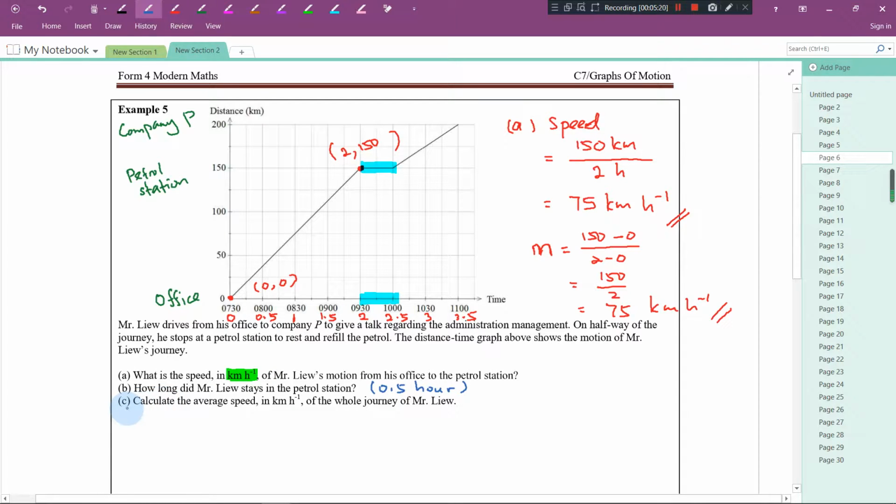Okay, let's proceed to part C. Calculate the average speed in kilometers per hour. Now the unit is given here, so you have to follow the question, for the whole journey of Mr. Liu. I hope you still remember how to find the average speed: total distance travelled divided by total time taken, right?